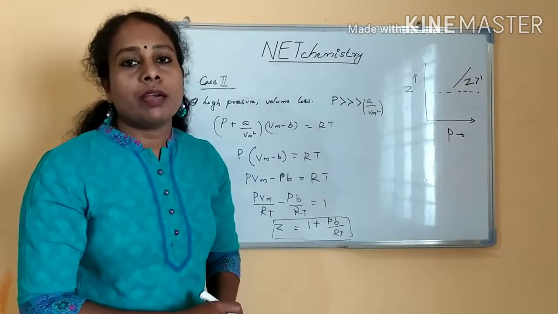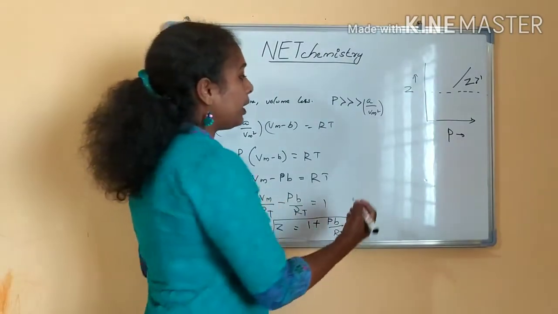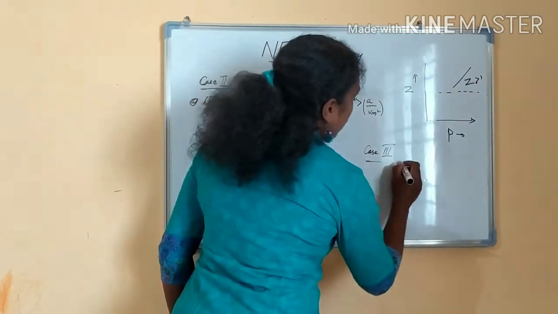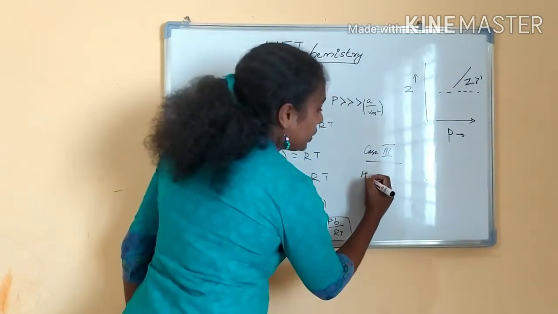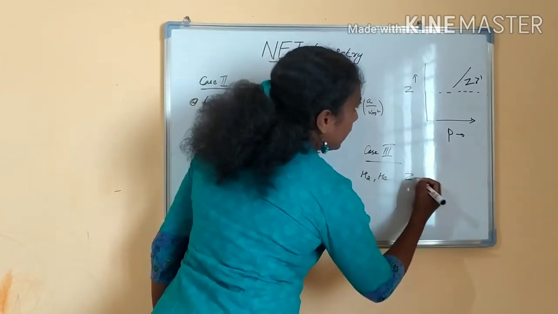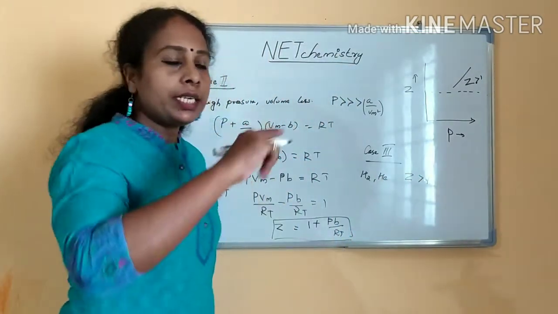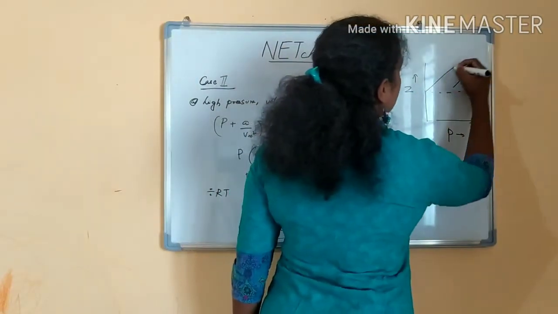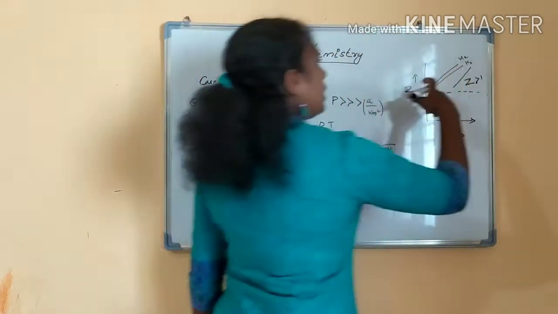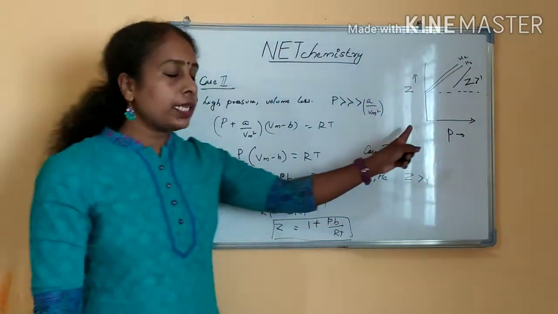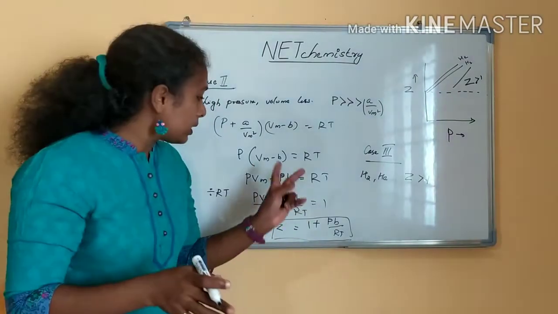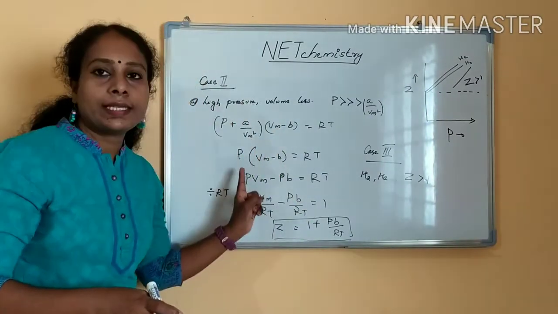Then one more thing we have seen, hydrogen and helium, right? Case 3. I am writing case 3. What happened in case 3? Hydrogen and helium always behave with Z greater than 1, right? Always hydrogen and helium will go like this. You have seen, right? Hydrogen and helium gases always will be like that. That is case 3. Z greater than 1.